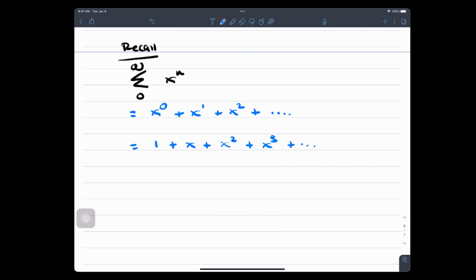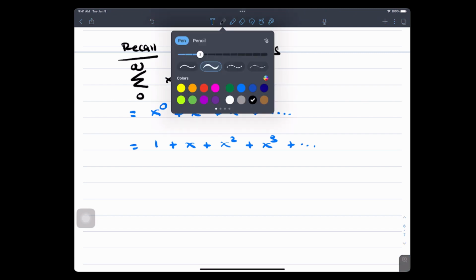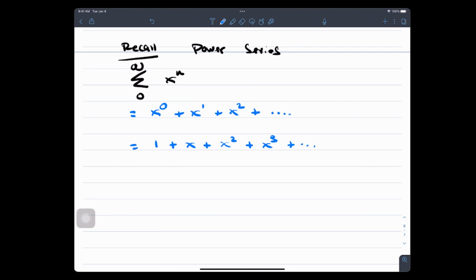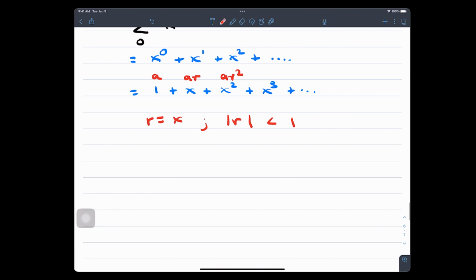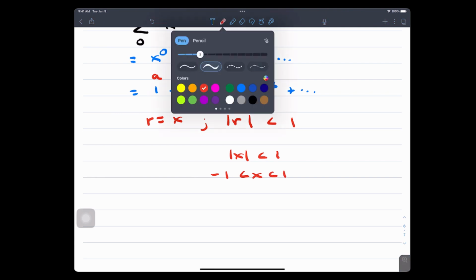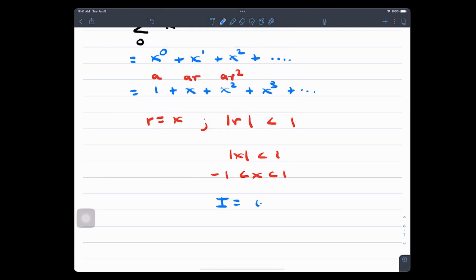When do you guys have convergence? So remember, this is a power series. So we have convergence. We've got to know what R is. So what's R here? Do you guys know? R is your x. You say, oh, this is my A term, A R squared. Remember, this is the definition. So your ratio is x. You get convergence when the absolute value of R is less than 1. You get divergence when it's not. So you get convergence here. So this is my interval of convergence now, -1 to 1.